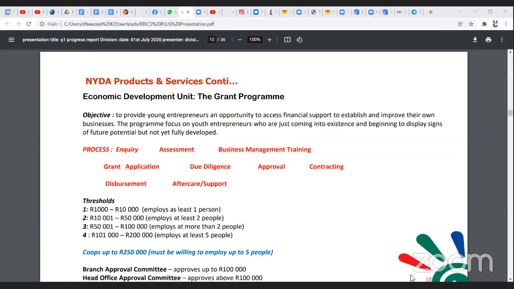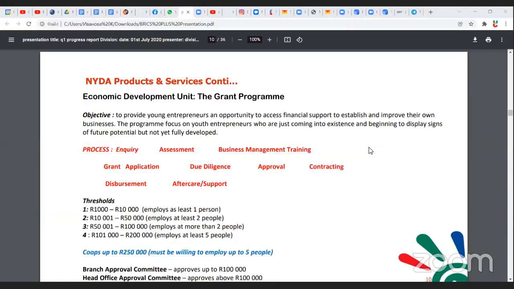The process, how it works, is that one would go to our branch. Right now, we've developed an ERP program. It's an online program where you can go to our website and apply from there instead of only going to our branch. But then we'll do an inquiry. And then once we get an inquiry, we'll do an assessment. Once we've done an assessment, we'll check whether that person needs business management training. If they need it, then we'll refer them to the business management training. And if they don't, because some already have degrees or post-matric qualifications in business management, they do not need to go through the training. And then we'll start the grant application. We'll then do the due diligence and then the approval stage, and then we'll do the contracting and then disbursement. And after that, we'll provide the aftercare.